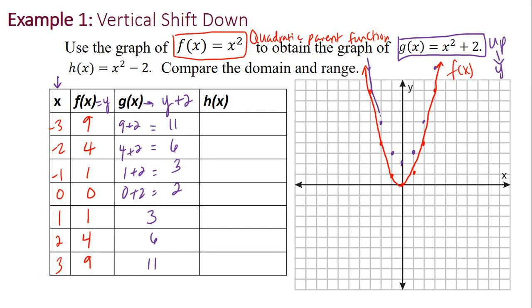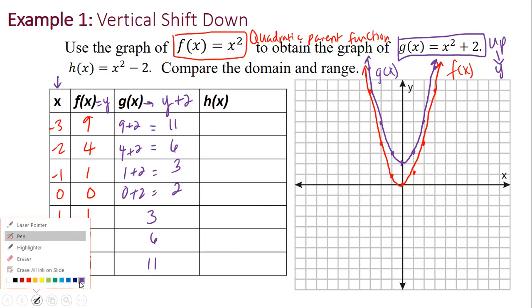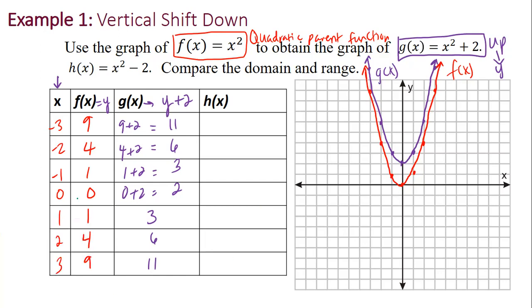So here's my g of x. And there's g of x. Did adding 2 to my y values do what g of x said to do? Yes? Okay. All right. Change colors again.